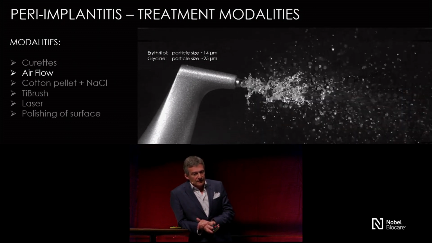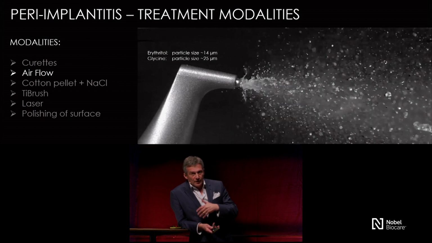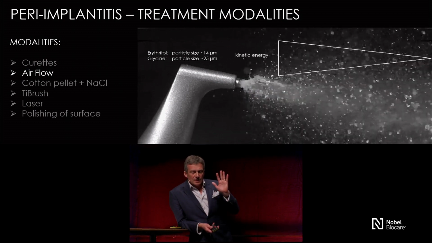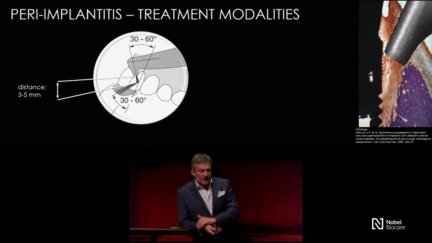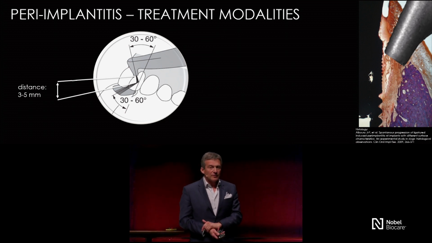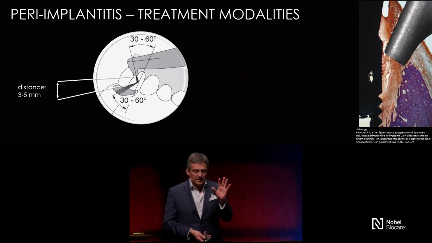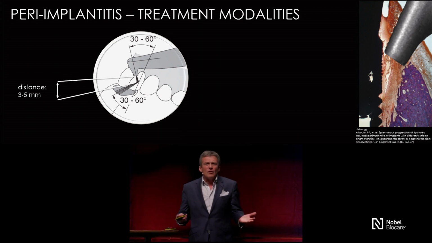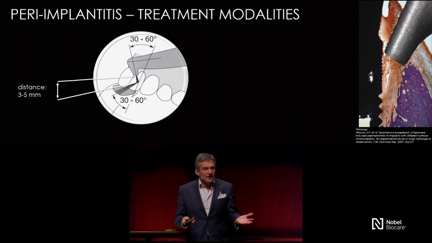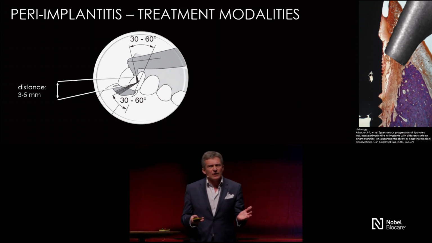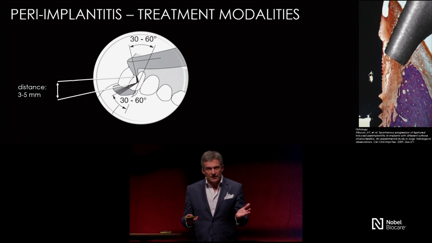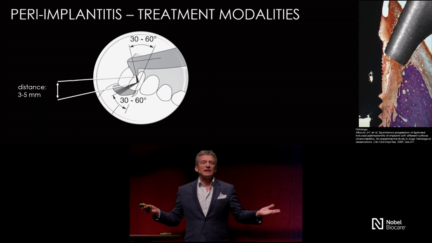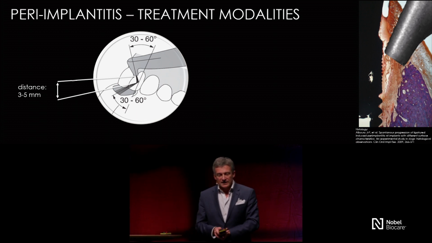If we accelerate these little particles with air pressure, those particles are slowed very fast by the air resistance. So it is clear that in the manufacturer's manual, you will find an ideal working distance of 3 to 5 millimeters and a working angle between 30 and 60 degrees. How can you achieve these requirements if we treat crater-like bone defects? How can we reach undercuts of threads with devices like this? And how can we clean the microstructures we saw in the SEM?